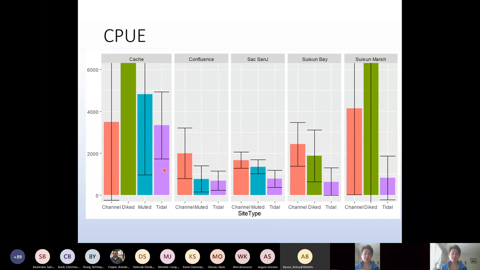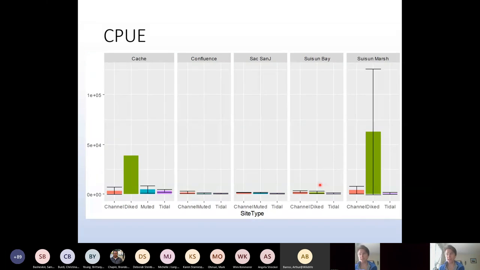First off, you see we have huge variation in CPUE. Not particularly surprising. We know zooplankton are highly variable. But in some cases, the diked wetland sites are extremely high in catch. Sometimes not, though, like over here. They're so high in catch that we actually had to put them on a different scale in order to see them. It just swamps out everything else. So some of these are really, really highly productive. However, remember that fish can't actually access that production.